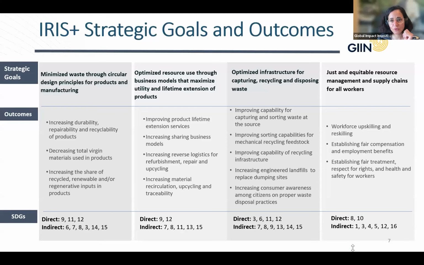So the two strategic goals that were most of interest or were thought most impactful, at least for your group today, were this first one and the third one. So we can take these as examples. So what are the IRIS Plus resources for minimized waste through circular design principles for products and manufacturing? Let's go back to the website and see live.